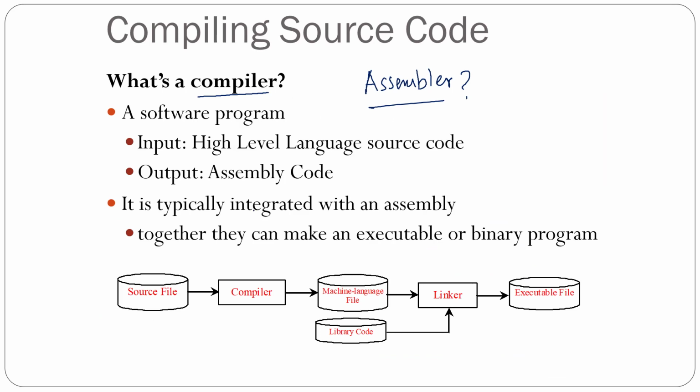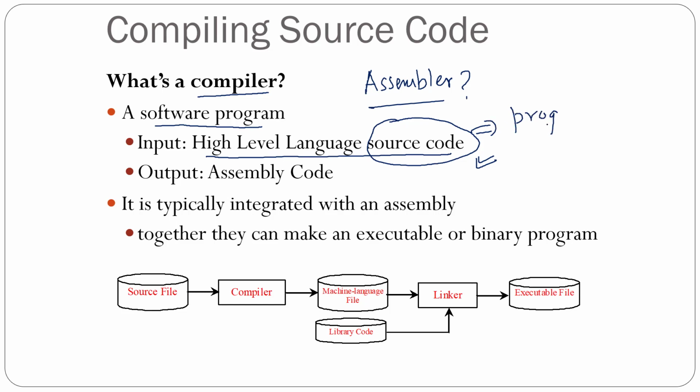So what will a compiler do? Let's try to understand. It's a software program again. What it does is it takes the input as the instructions of the program which is written in high level language. What is a source code? I will explain that to you. We will write a source code, right? So source code means your program. Source code means your program written in high level language.